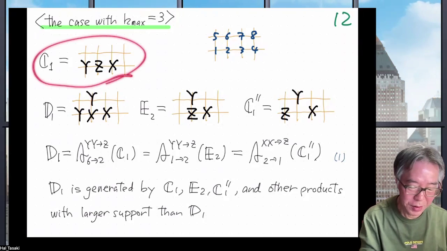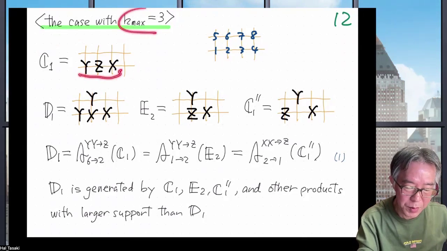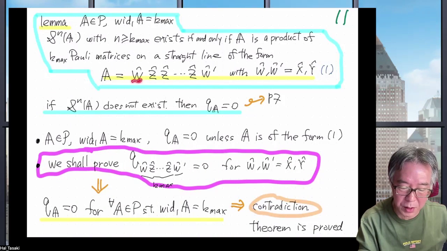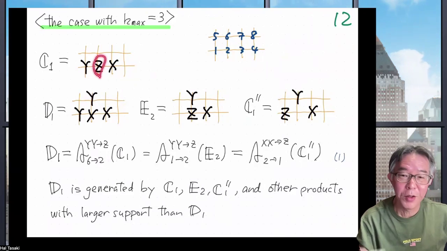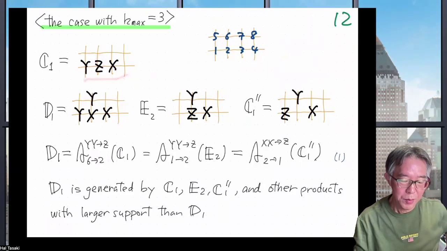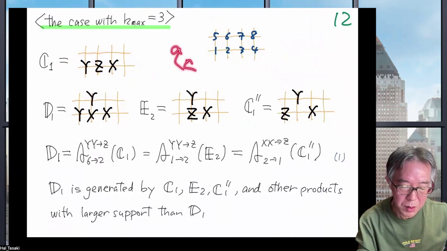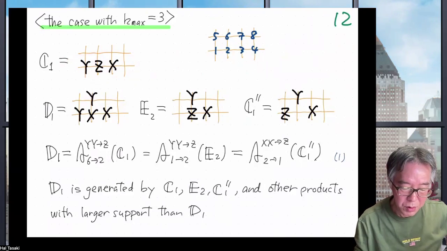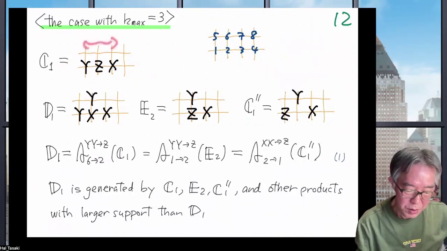Okay, so let's consider. We are in 2 dimensions. If K max equals 3, this is one of the standard forms. The standard form is that you have X or Y at the leftmost or the rightmost side, and you have a bunch of Z's. But in this case, K max equals 3, you don't have a bunch. You only have one Z in the middle. So this is the standard form, and we want to show that QC1 equals 0. This is K max equals 3, so it has width 3.